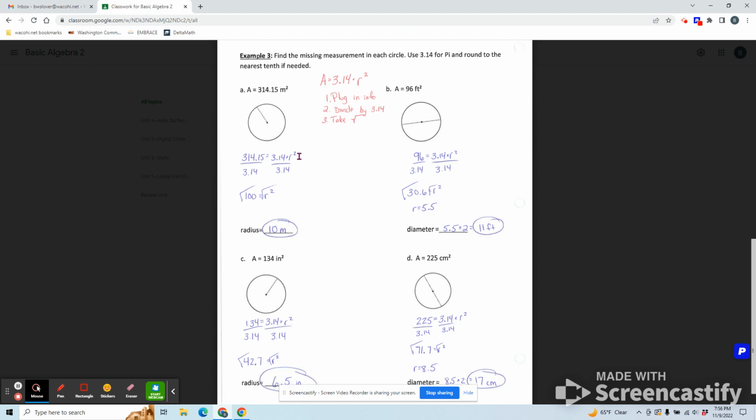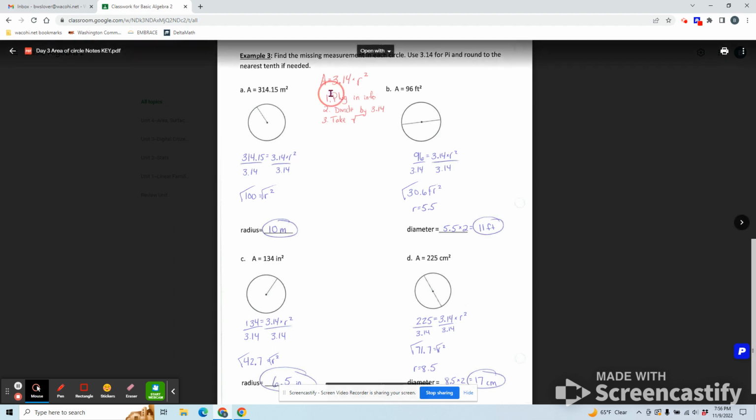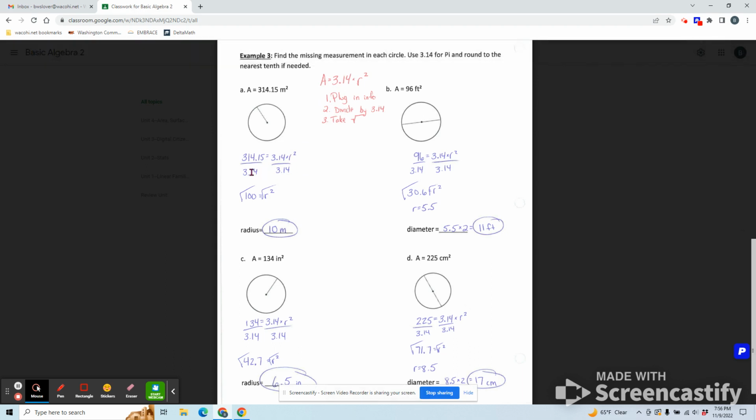So my goal is to find the radius. Well, in order to do that, I'm following these 3 steps. I plugged it in, I'm dividing by pi, and now I'm taking the square root. When I take the square root of a square, those 2 reduce, they cancel out. And I take the square root of 100 and I get 10. So my radius is 10 meters.